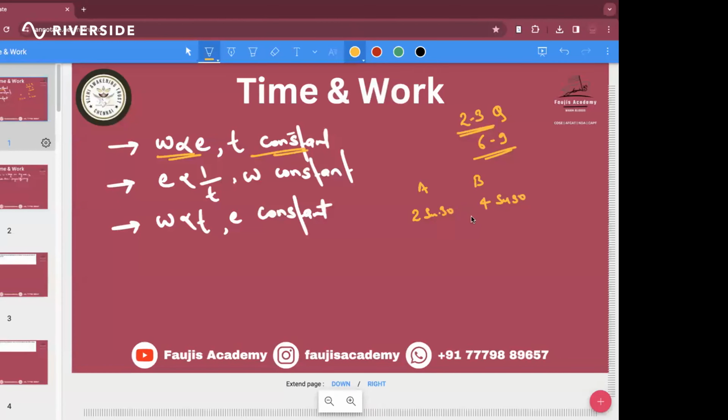So the amount of work done by B in one day is how much? 4 units. He or she is able to charge 4 units of Sukhoi 30's battery. On the other hand, A is able to charge only two. So over here, your time is constant. Both of them are working in only one day.